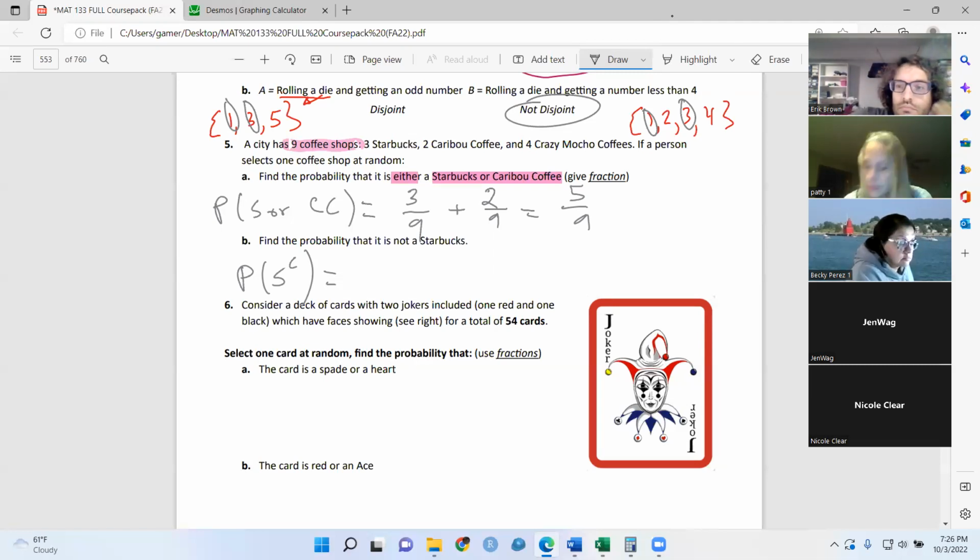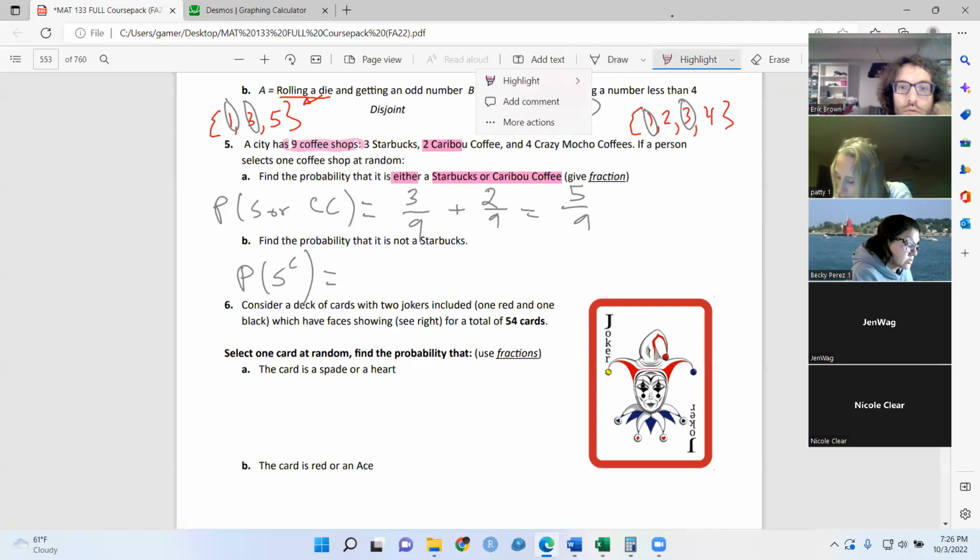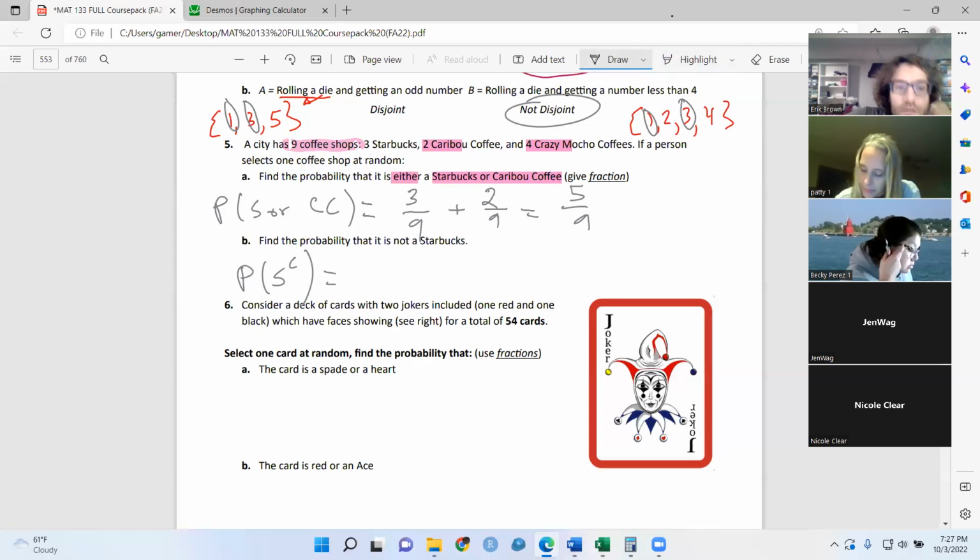Becky, how'd you get 6 over 9? I added Caribou and Crazy, which is 2 plus 4. There you go. Two ways you could calculate it. The other way to do it is 1 minus the probability that it's Starbucks. And I was told that you all like turning 1 into 9 out of 9 and subtracting from that 3 out of 9. That gets you 6 out of 9.